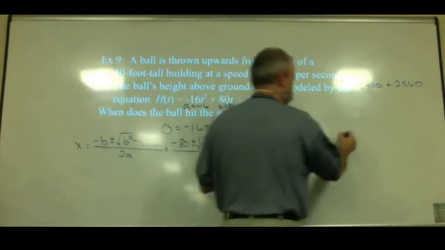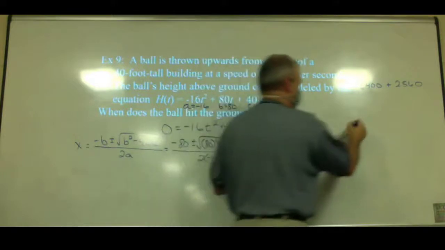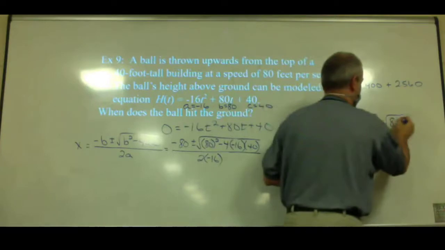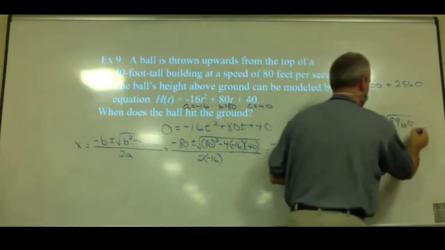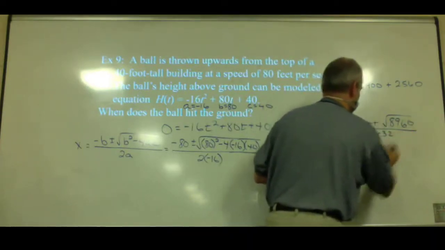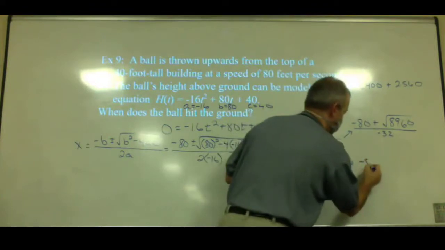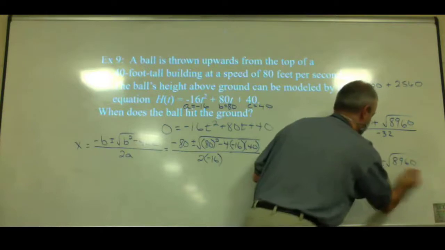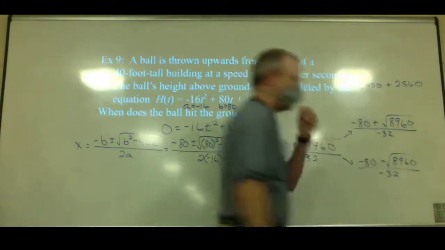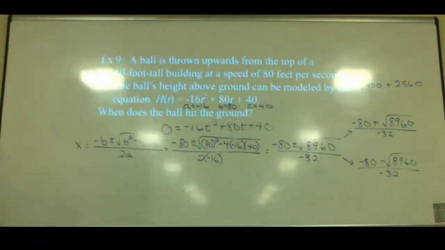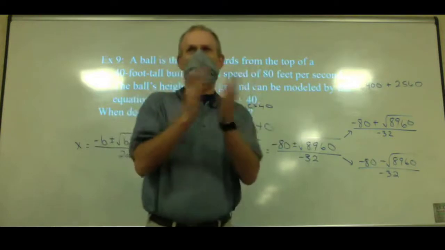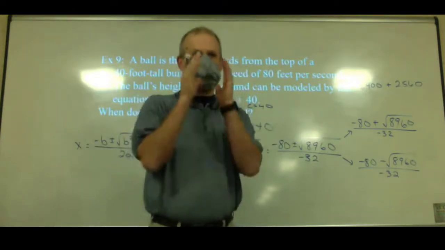So here's what we've got. We've got negative 80 plus the square root of 8,960, and then we're going to divide by negative 32. And then we've got negative 80 minus the square root of 8,960 divided by negative 32. Now here's where you have to be really careful. Do the top first and then do the bottom. Don't try to do them all at once or you'll get messed up. I can just about promise you.